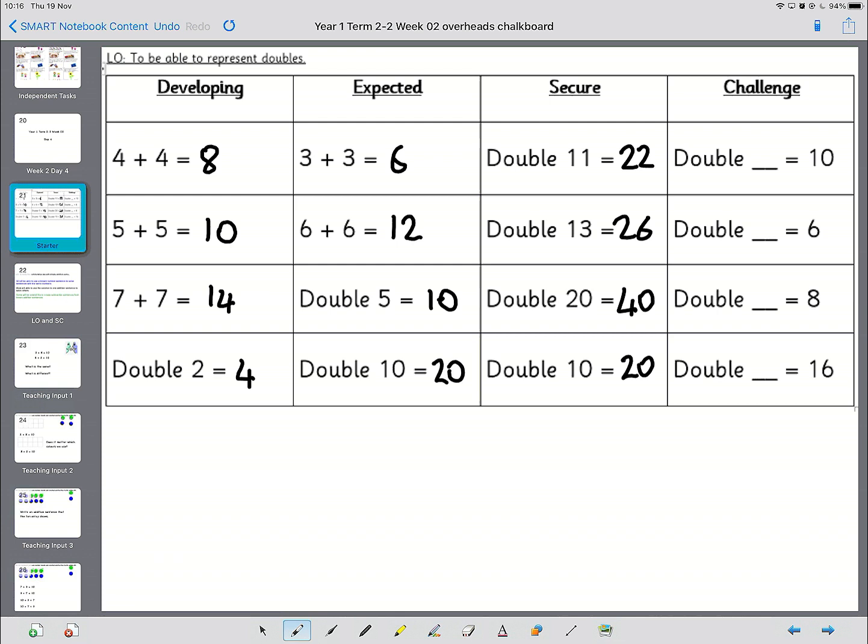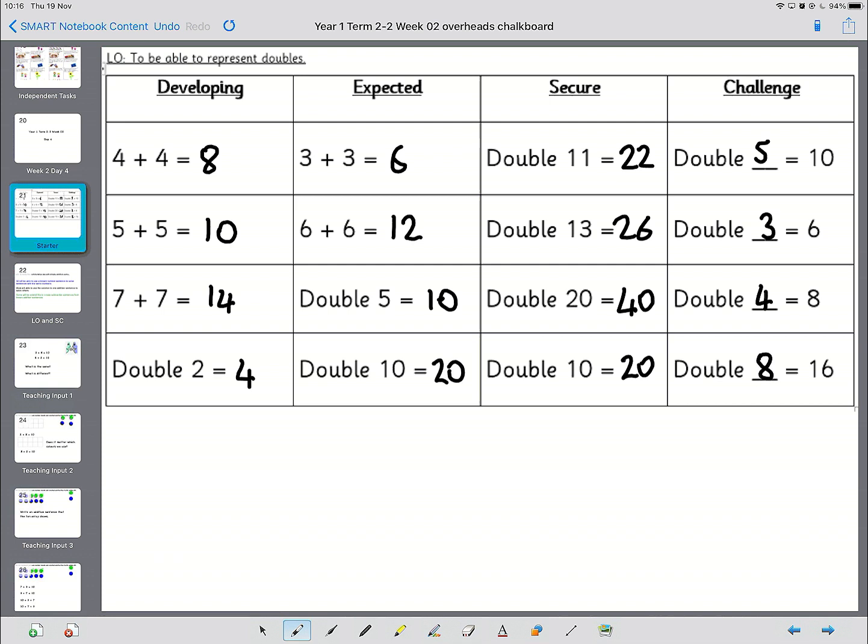Double something equals 10. Now these are where they get tricky. What you've got to work out is what plus what makes 10, which is the same number, and that is double 5. Double 3 makes 6, double 4 makes 8, and double 8 makes 16. But remember, those last ones are a challenge, and if you don't get them, don't worry too much.